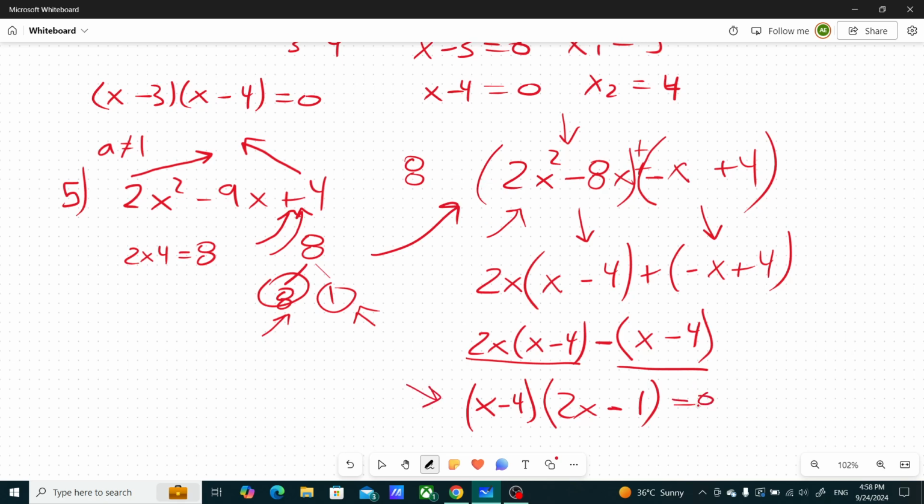So now I can equate it to 0. The first bracket equals 0 will give me an x1 of 4, and for the second bracket equals 0, I will add 1 to both sides, so that's going to be 2x equals 1, and then I will divide by 2, so x2 is going to be equal to half. A little bit more difficult than the case where we have a equals 1, but definitely doable.